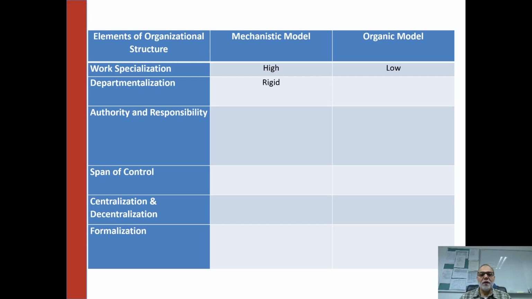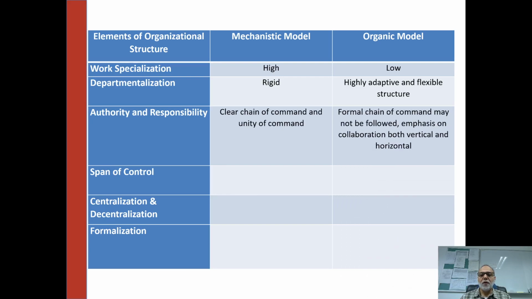Departmentalization in the mechanistic model has rigid structures, whereas in the organic model it is a highly adaptive and flexible structure. Authority and responsibility in the mechanistic model means a clear chain of command and unity of command, whereas in the organic model the formal chain of command may or may not be followed. Emphasis on collaboration, both vertical and horizontal, is there.